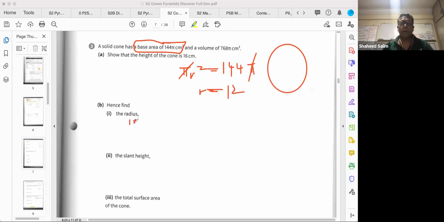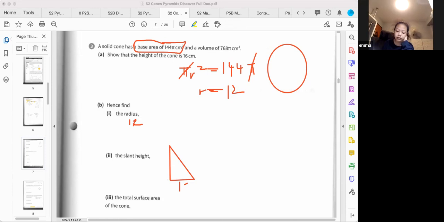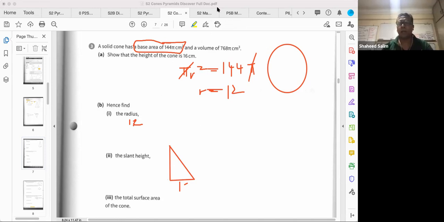Okay. Then the next one, you need to draw the model. This one I think you are sure what to do, right? You can start labeling because they tell you that you have found the radius, which is 12. And so can you find the slant height? 20. 20, good. Okay, and then now you can find the total surface area. Total is not only curved. Total surface area.